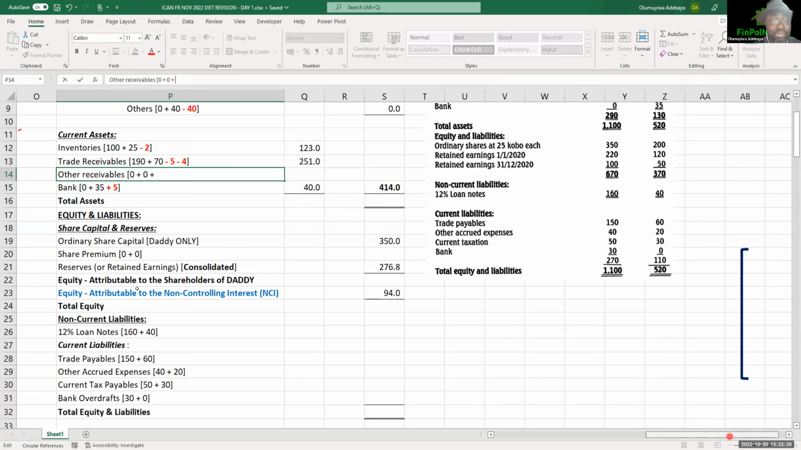Our total asset, all things being equal, will be current and non-current. And what is our non-current? I sum it together.